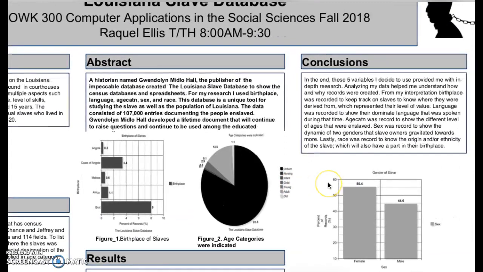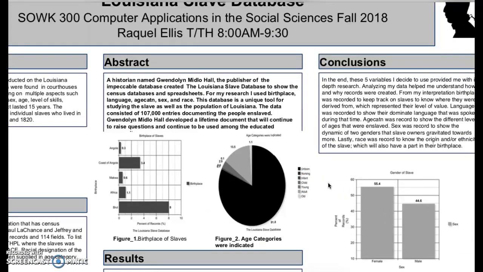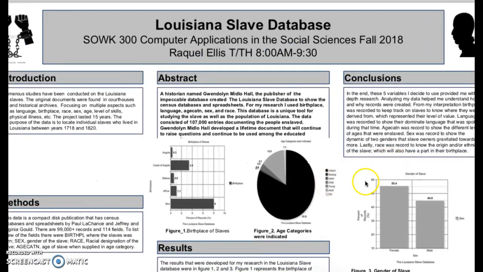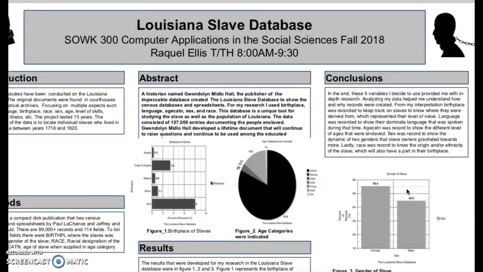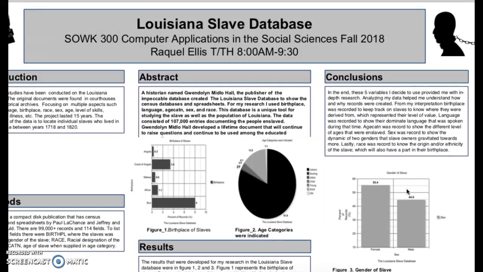And in my conclusion, there are 5 areas I decided to use, provided with in-depth research. Analyzing the data helped me understand how and why records were created. For my interpretation, birthplace was recorded to keep track of the slaves to know where they were deriving from, which represents their level of value. Language was recorded to show the dominant language that was spoken during the time. Age category was recorded to show the different levels of age that were enslaved. Sex was recorded to show the dynamic of 2 genders that slave owners gravitated towards more. Lastly, race was recorded to know the origin and or ethnicity of the slave, which will also have part in their birthplace.